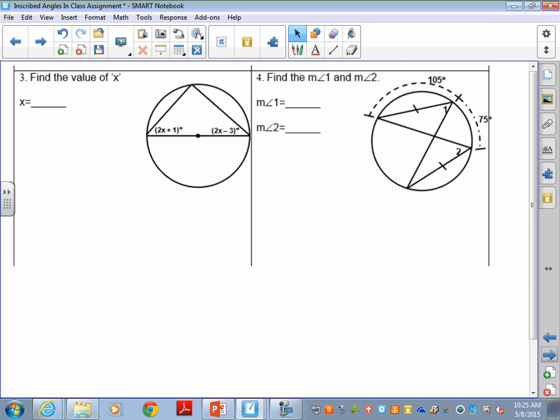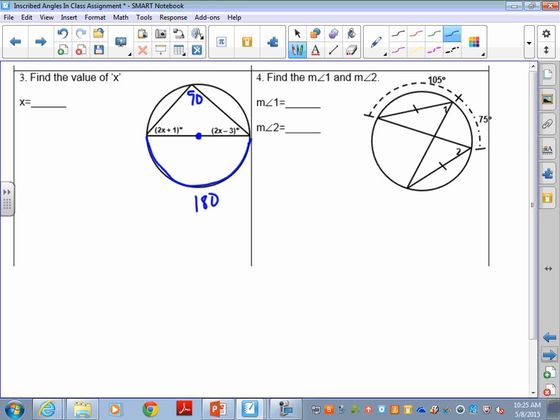We should have 90 right here, because this is the center. We have a diameter, so this would be half a circle. Do y'all see? Every time we have a triangle with the hypotenuse being the diameter, the angle is going to be 90.